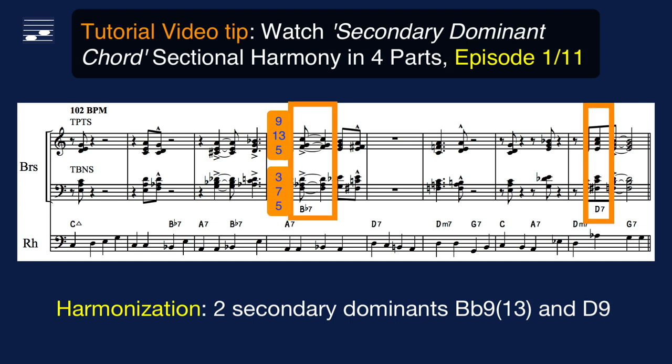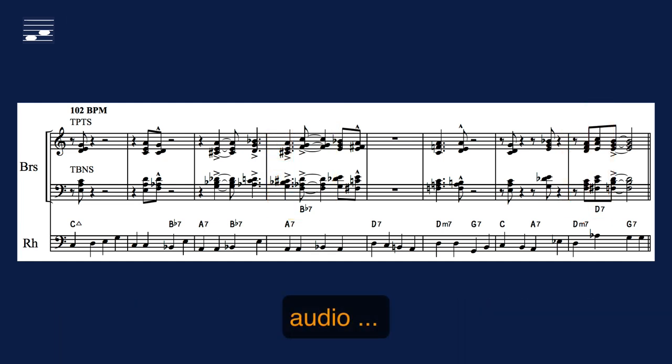There are two secondary dominant seventh chords in this example, a subject covered in the series on sectional harmony writing. Here we use the B-flat dominant 9, and the D dominant 9 with chordal function distribution shown. Listen to the audio for the full ensemble in bucket mutes and the separate trumpet and trombone group. Also important is the interval content in the pairs of lead and outer parts.